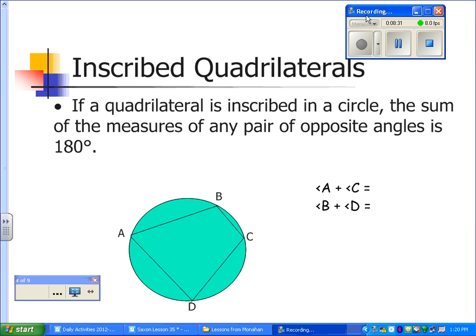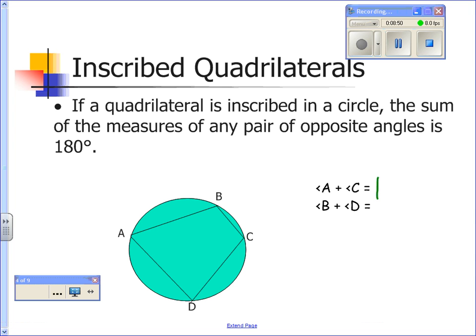So, if you have a quadrilateral inscribed inside of a circle, the sum of the measures of any pair of opposite angles equals 180. What angle is opposite angle A? So what do we know about A plus C? Equal 180 degrees.